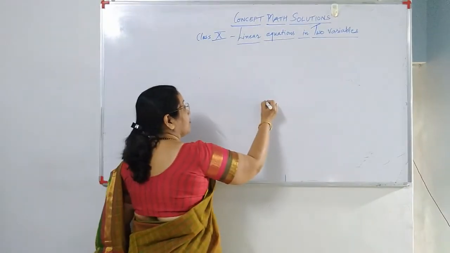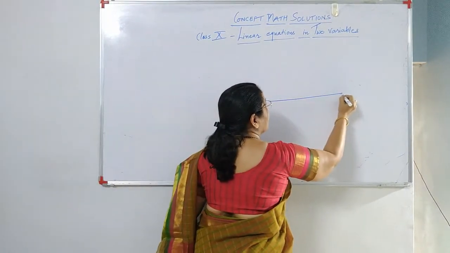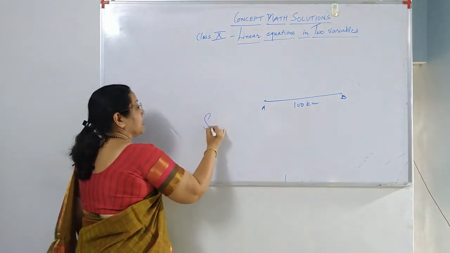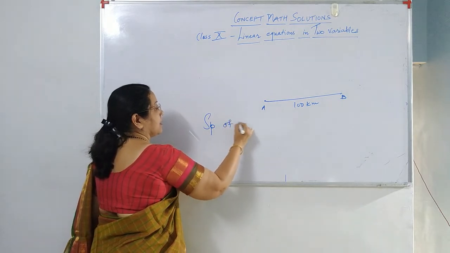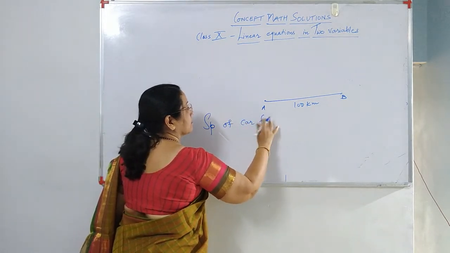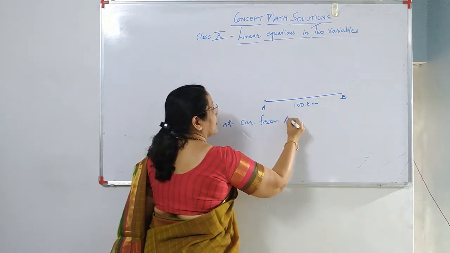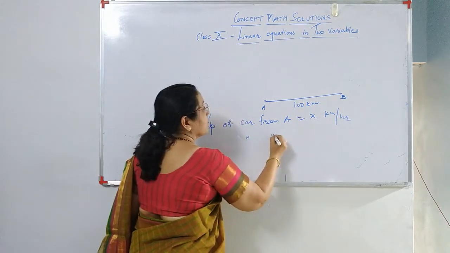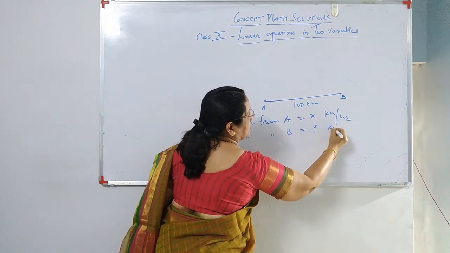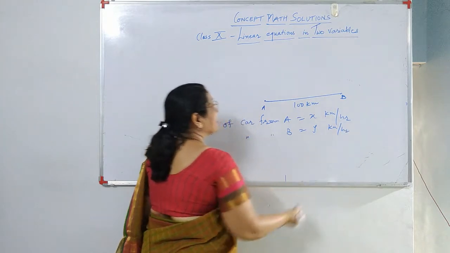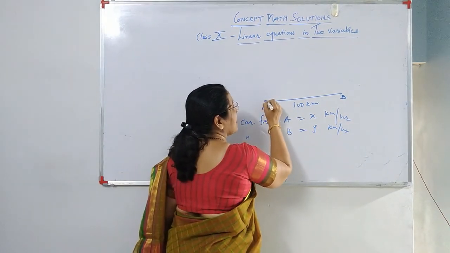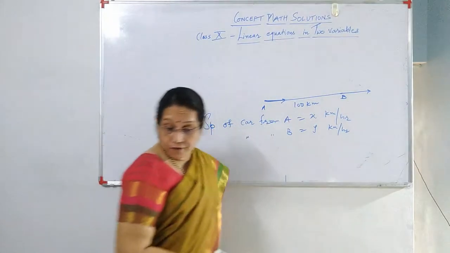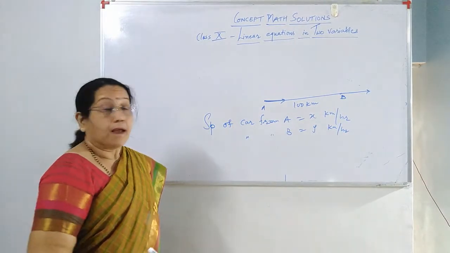That means there are two places A and B which are 100 kilometers apart. Now let speed of car from A be x kilometers per hour and speed of car from B be y kilometers per hour. Now when they travel in the same direction, like this car goes this side, this car goes this side. They will meet after 5 hours.